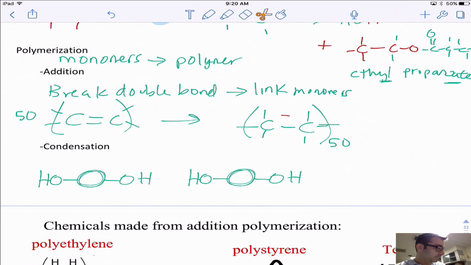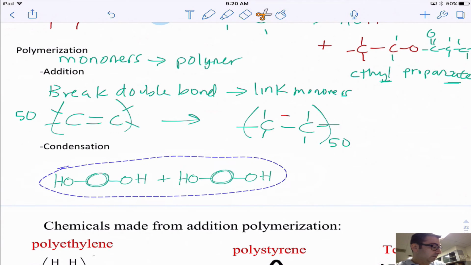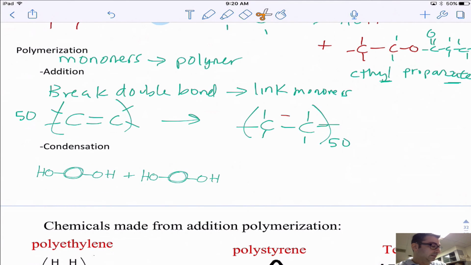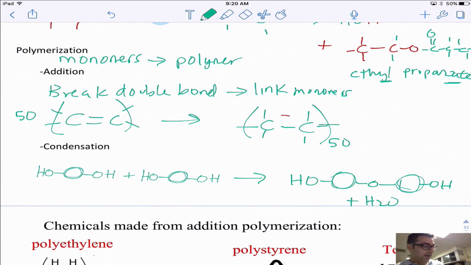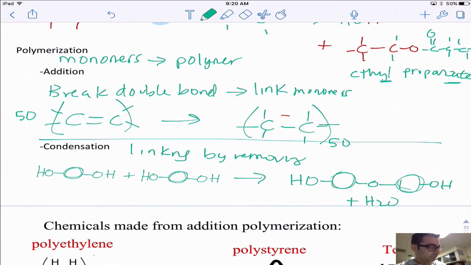Okay. And so now, if we link these together like this, and we put them together, then we're going to get rid of the water when we do that. That's why they call it a condensation. So we're going to have this. We're going to link them together. We're going to have our HO, then whatever carbons were there, and then an O, and then we're going to link it to the next group like this. And as the process goes, we'll remove water. That's why they call it condensation. And this is linking by removing water. And that's exactly what we do.